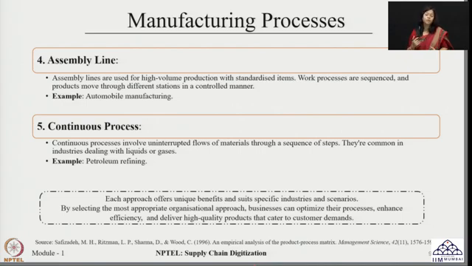But as we are moving away from the project layout system, whether it is job or batch or assembly line or continuous, we can see that the focus is changing and it is slowly moving more towards standardization. So, in order to understand the role of the manufacturing process, it typically depends upon the competitive priorities which the businesses own, and depending on that, the corresponding manufacturing process can be selected. By selecting the most appropriate organizational approach, the businesses can optimize their processes, enhance their efficiency, and also target delivering high quality products, which is useful for catering to customer demand.